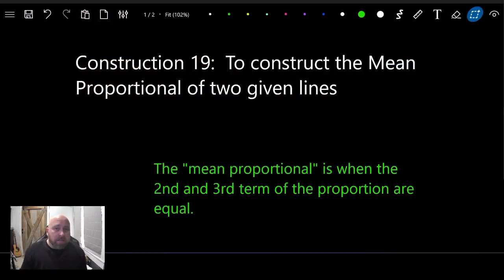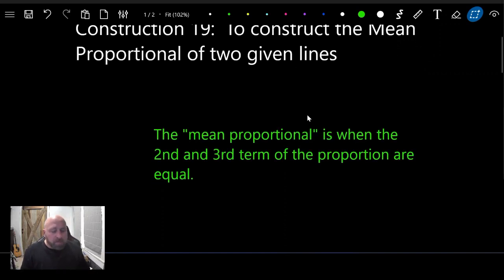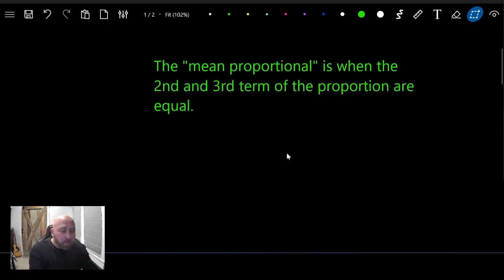So look down here at the screen. In construction number 19, again, that is on page 225, we're going to construct the mean proportional of two given lines. What is the mean proportional? I talked about it just a little bit in the last video, but a mean proportional is when the second and third terms of the proportion are equal.